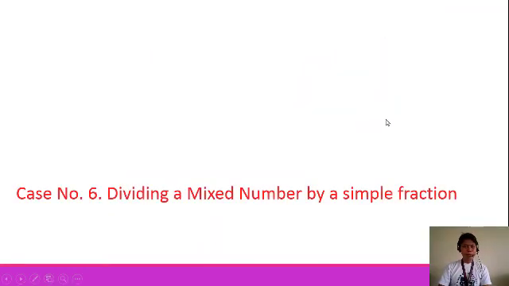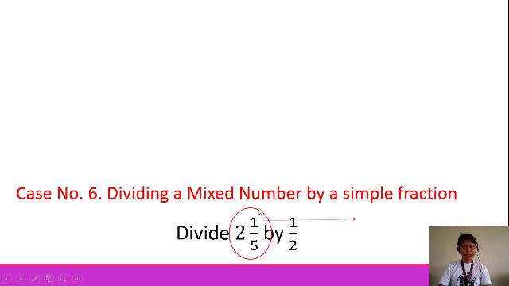Okay, so we have case number 6, dividing a mixed number by a simple fraction. Like for example, divide 2 and 1/5 by 1/2. Okay, first step is we are going to change this 2 and 1/5 into an improper fraction. 2 times 5 is 10, plus 1 is 11. Copy the denominator 5, so this is 11 over 5.